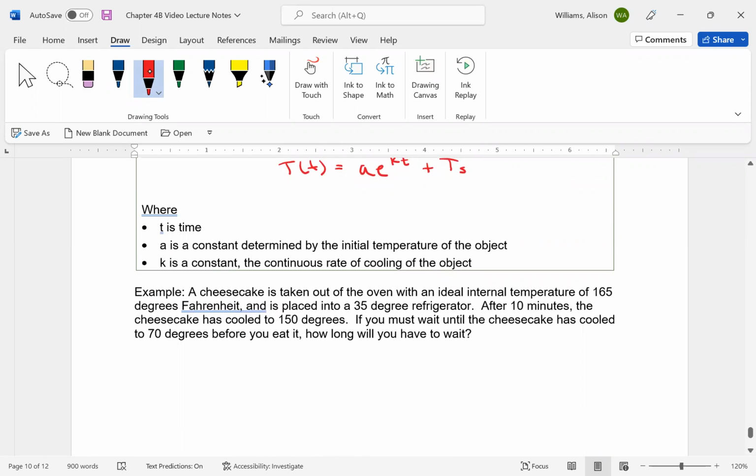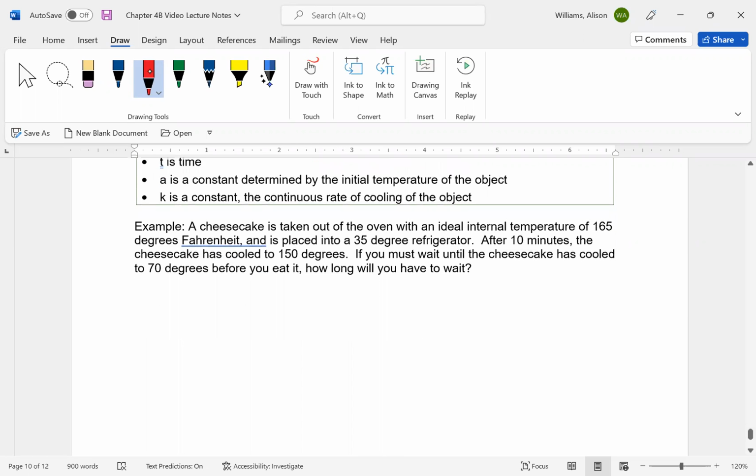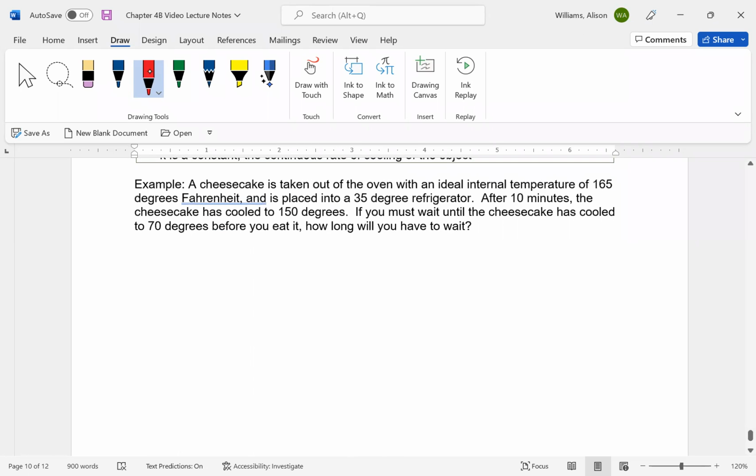Cheesecake is taken out of the oven with an ideal internal temperature of 165 degrees Fahrenheit, placed into a 35-degree refrigerator. After 10 minutes, it's cooled to 150 degrees. If you have to wait till it cools down to 70 degrees, how long do you need to wait? I love it. This is such a great example, especially when you're hungry for cheesecake.